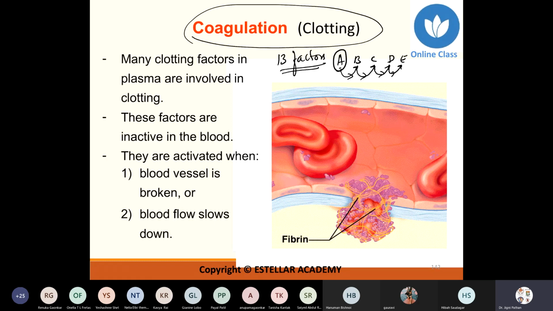So this is called the activation process. There are 13 factors that activate one after the other to form the clot. This is called clotting. It's called a cascade mechanism, activating one after the other. So when do they get active? They get active when there are broken blood vessels, and in some cases when there is slow blood flow, but basically they get active during the break or damage to the blood vessels.